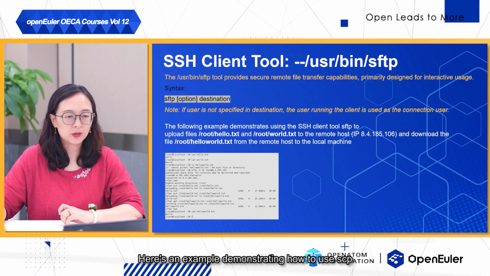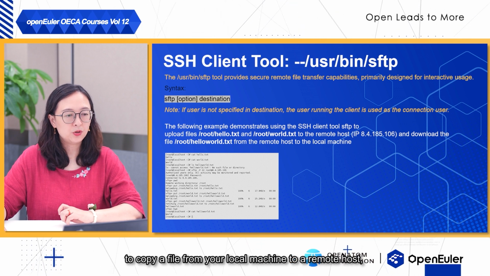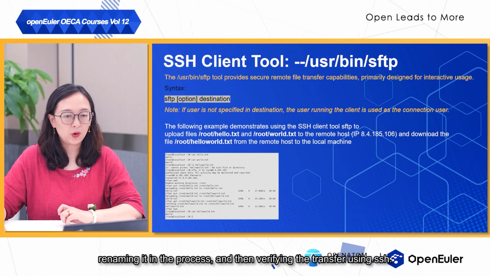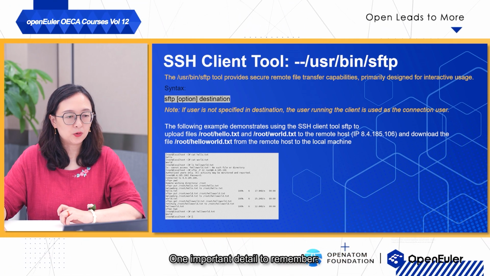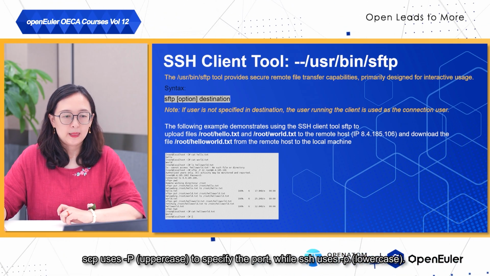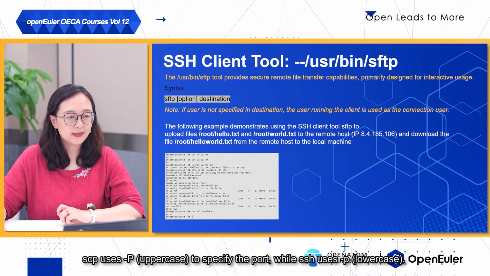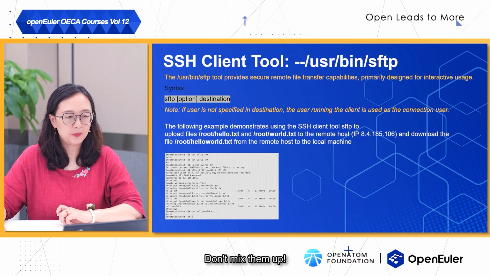Here's an example demonstrating how to use SCP to copy a file from your local machine to a remote host, renaming it in the process, and then verifying the transfer using SSH. One important detail to remember: SCP uses the uppercase -P to specify the port, while SSH uses the lowercase -p. Don't mix them up.